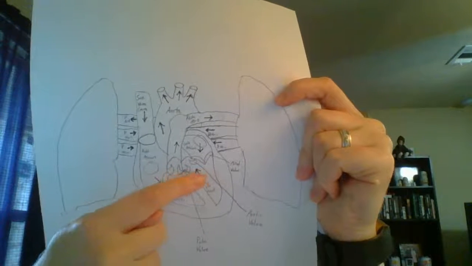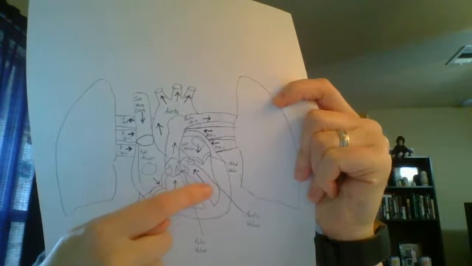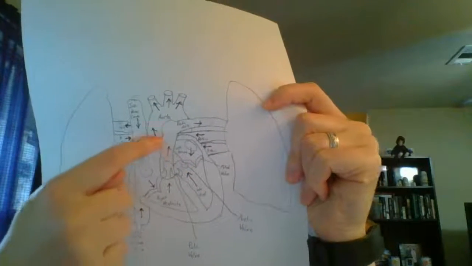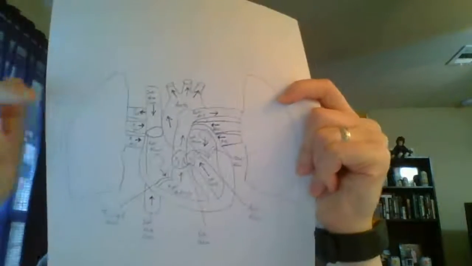left ventricle. The left ventricle then pumps the blood through the aortic or semilunar valve and goes to the aorta, and from there it goes to the body.